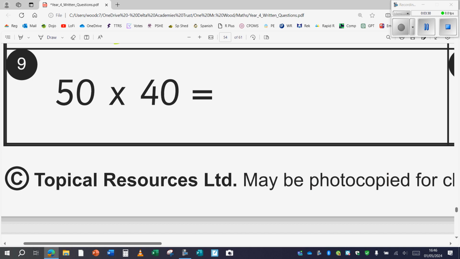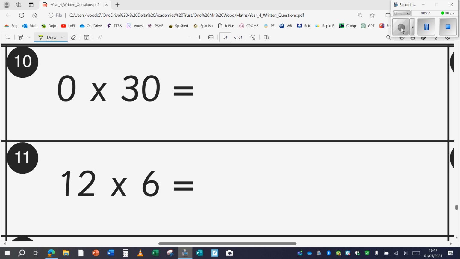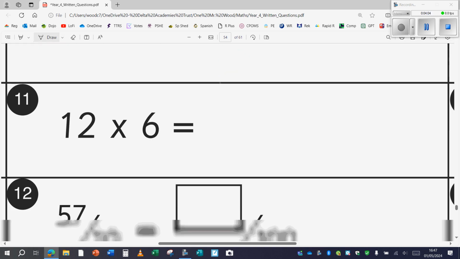And for number 9, then, I've got 50 times 40. Now, again, we can cheat a little bit. We can take those zeros off to make each number 10 times smaller and look at it as 5 times 4 is 20. And then I make it 100 times bigger, or I just put those 2 zeros back on. And there's my answer, 2,000. For question 10, I've got 0 times 30, which is essentially saying if I've got nothing, what do I have? If I have 30 times nothing, well, I've got absolutely nothing. If you times anything by 0, you have nothing after it.